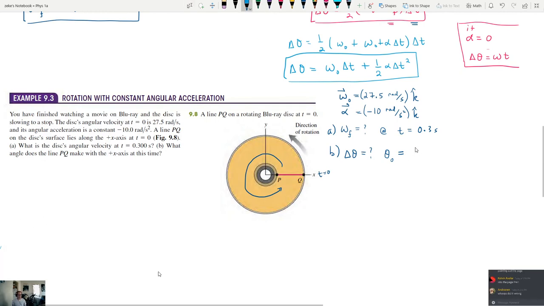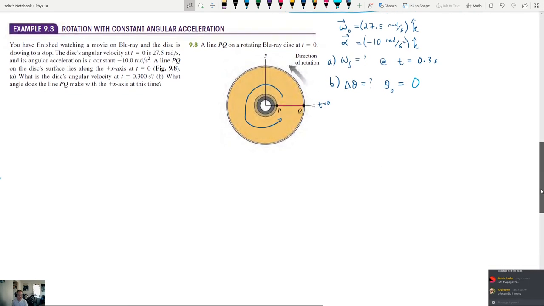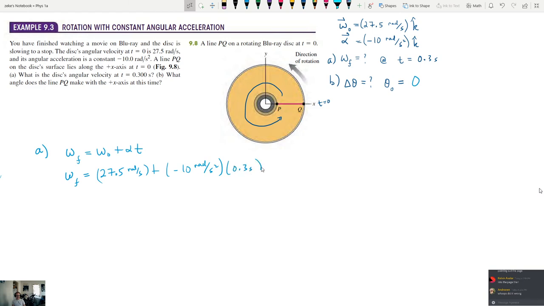All right, let's solve this problem. Okay, so again, we're given this object. It has an initial speed of 27.5 radians per second. It has an angular acceleration, it's slowing down, that's constant, of negative 10. And our goal first is to find what omega final is. So to find omega final, we can use the equation omega final is equal to omega initial plus alpha times t. So omega final is going to be equal to 27.5 radians per second plus negative 10 radians per second squared times t, which is 0.3 seconds. So this is going to be equal to 27.5 minus 3, which would be 24.5.